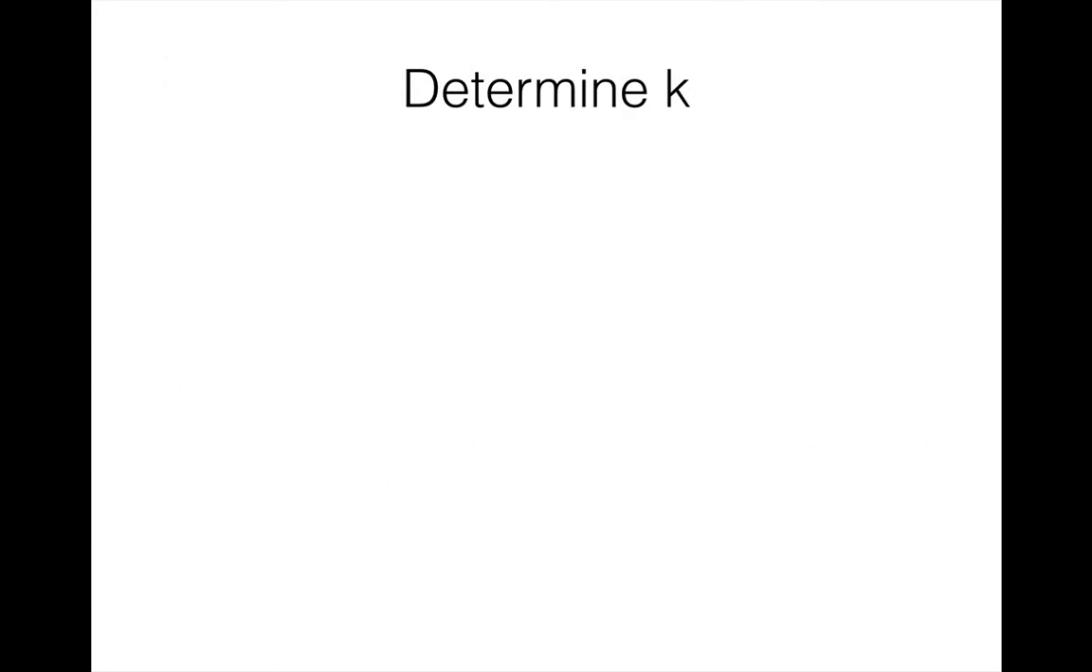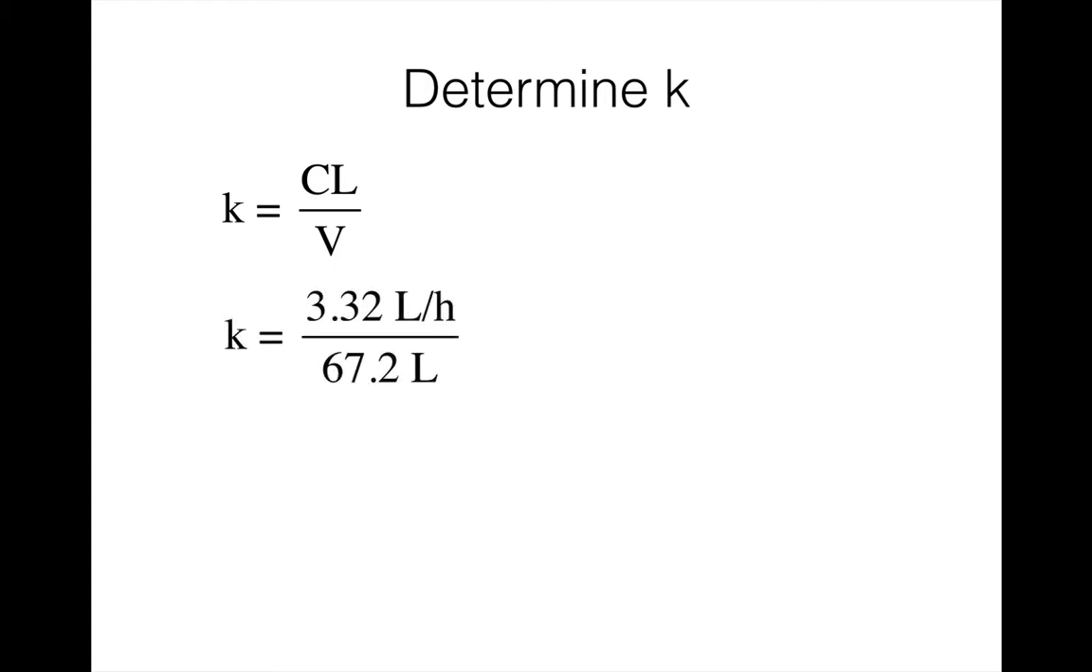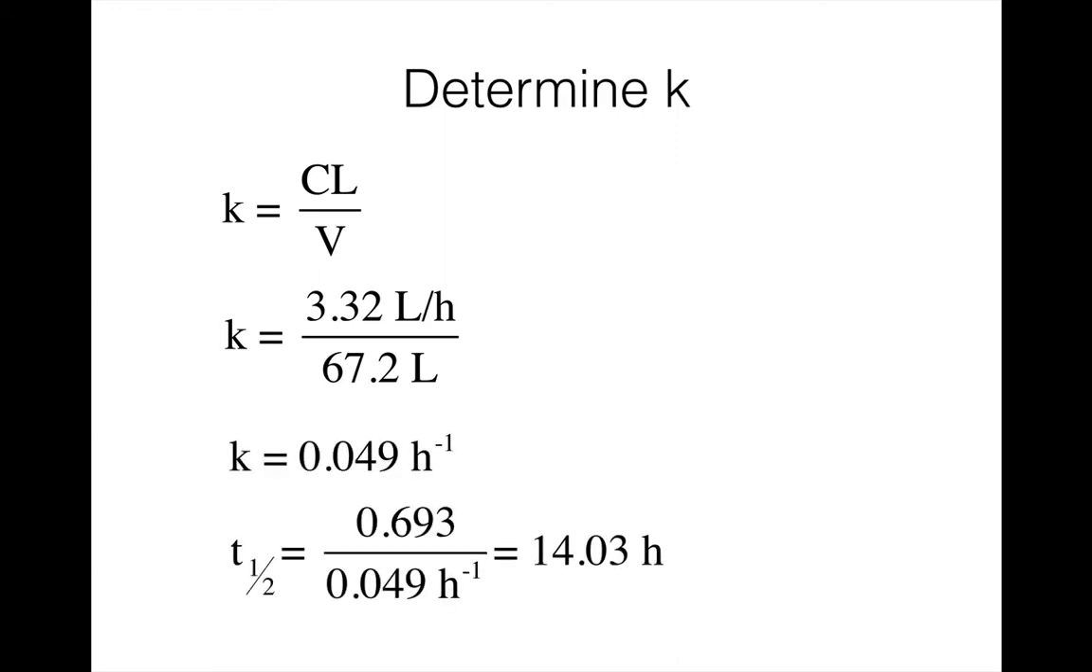Now we can move on and determine the elimination rate constant K. We know that K is equal to clearance divided by volume of distribution, and in our case the predicted clearance of vancomycin in this patient was 3.32 liters per hour divided by the predicted volume of 67.2 liters. This gives us a predicted K of 0.049 hours to the minus 1 and a corresponding half-life of approximately 14 hours.